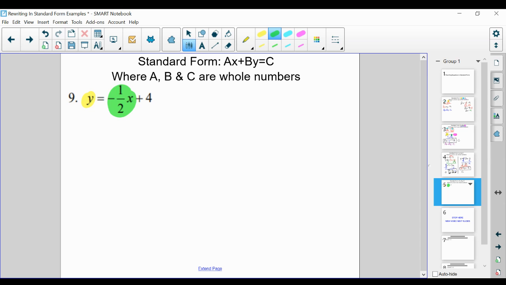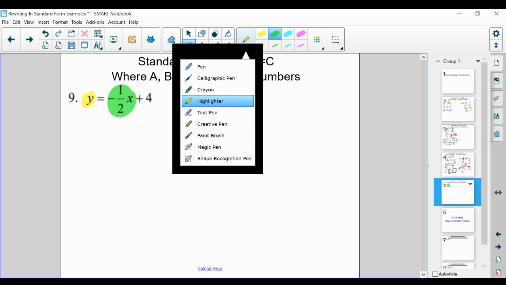We have our y on the left-hand side and our x on the right-hand side. We need them to be together. Now, since we already have that constant of 4, that number of 4, we don't want to touch that because we don't necessarily have to. And since we don't have to, we're going to move our x to the left.